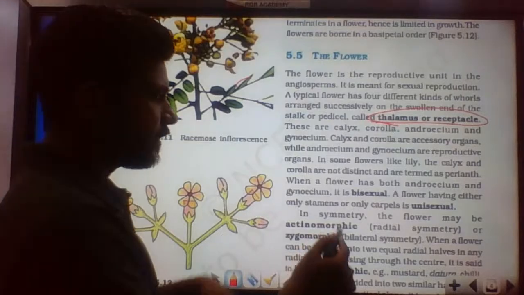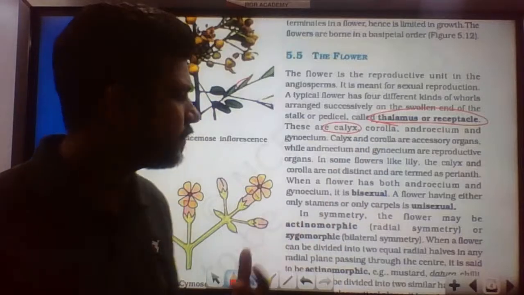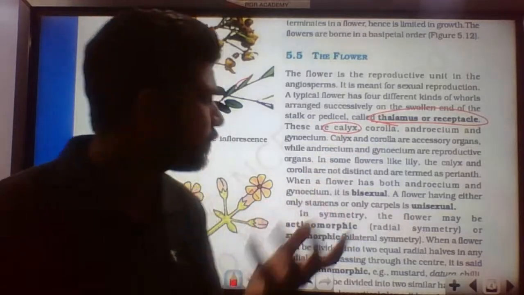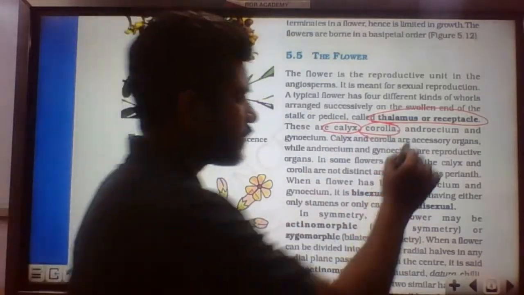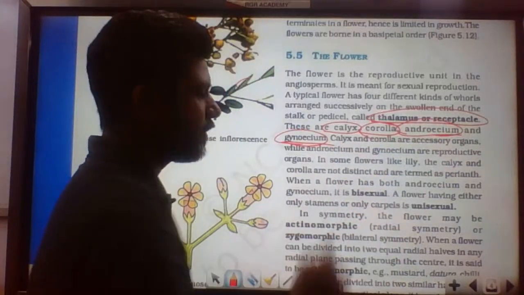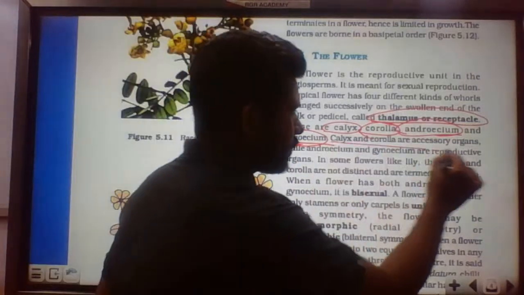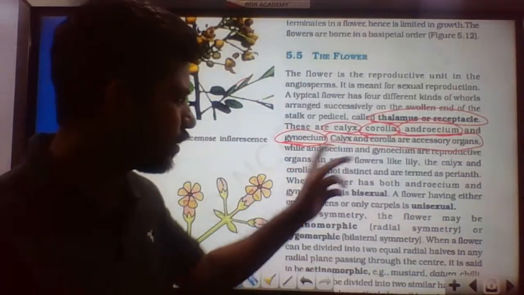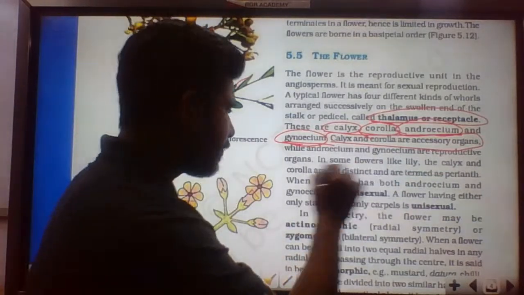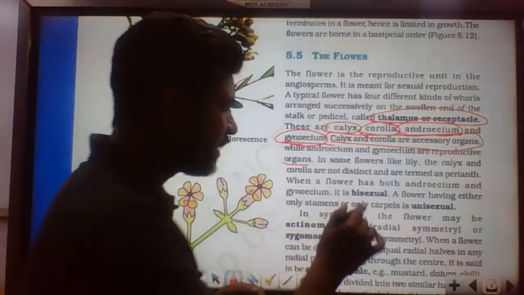The four types of whorls are: the first one is calyx, the greener one, which surrounds the receptacle at the bottom region, then corolla, and then androecium and gynoecium. Androecium is the male reproductive part, and gynoecium is the female reproductive part. So calyx and corolla are accessory organs, while androecium and gynoecium are reproductive organs, as seen here right now.